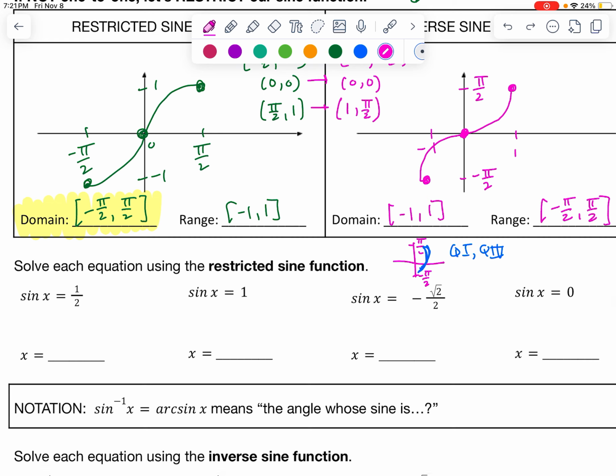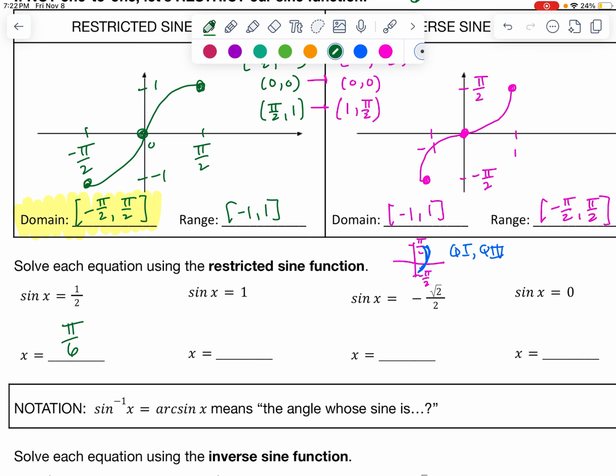Okay. Now the next part is saying solve each equation using the restricted sine function. So here again we're talking about the domain of negative pi over 2 comma pi over 2, so we are looking in only quadrants 1 and 4. It is the same exact thing with our basic trig equations. You're going to ask yourself, what x value gives me a sine of 1/2? I know you want to say pi over 3. It is the opposite. It's going to be pi over 6.